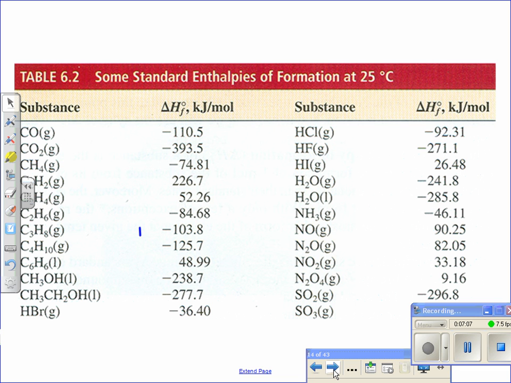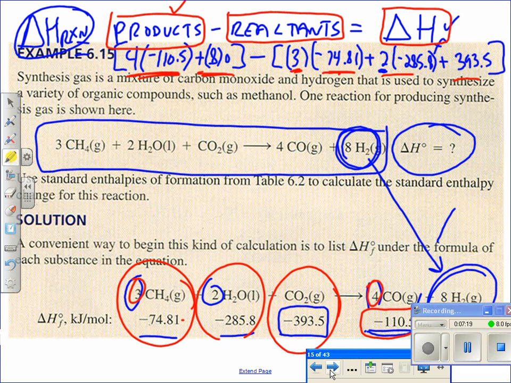So here's a bigger table right here. It's a whole bunch of different values. You have to pay attention, because state matters. Water as a gas, water as a liquid. If you notice, there are differences, so pay close attention to that when you're grabbing values. Here's an example of a delta H problem. Remember, heat of reaction is solved by products. Sum the values, that's what summation means, minus the sum of the reactants, and that will give me my heat of formation, or my delta H for the reaction.